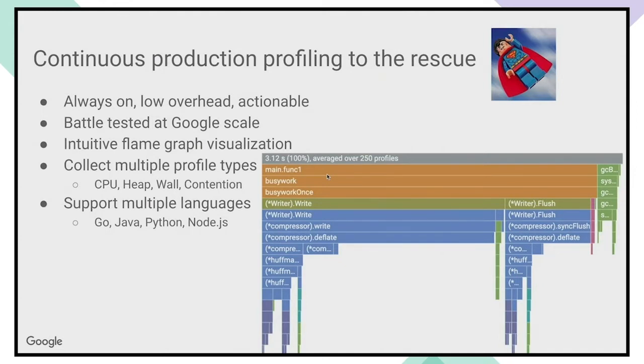The primary interface for analysis is a flame graph visualization. This intuitive visualization instantly provides a bird's eye view of the service resource usage. Cloud Profiler supports 4 languages: Go, Java, Python, and Node.js. And depending on the language, it supports collection of different profile types like CPU time, heap, wall time, contention, or allocated heap.